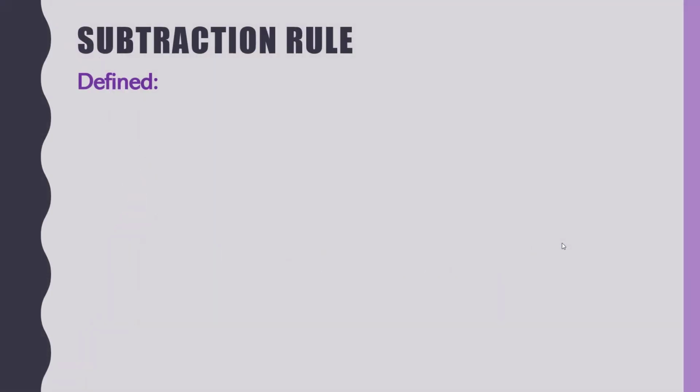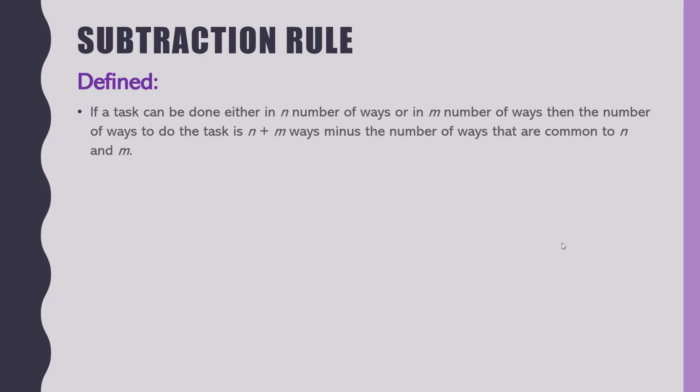Okay, let's look at the subtraction rule here. If a task can be done in either n ways or m ways, then the number of ways to do the task is n plus m ways, that's just the addition rule, minus the number of ways that are common to both, right? That's our intersection in a Venn diagram. And if you look at it from a Venn diagram perspective, that kind of makes some sense, right?